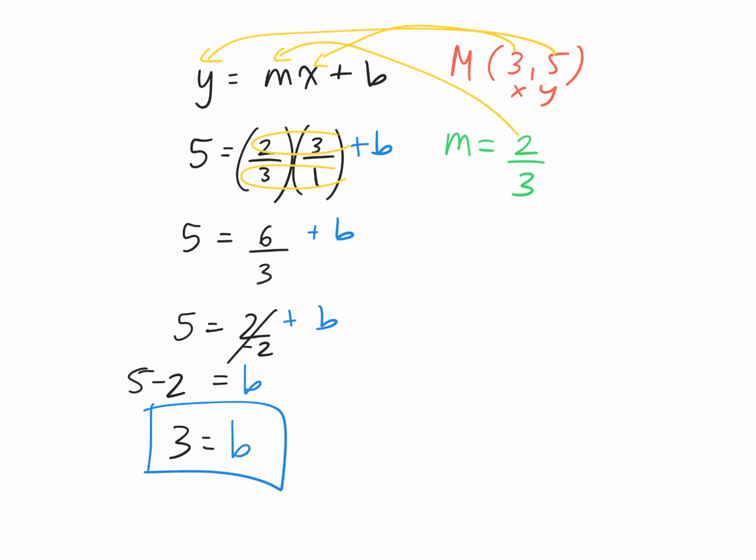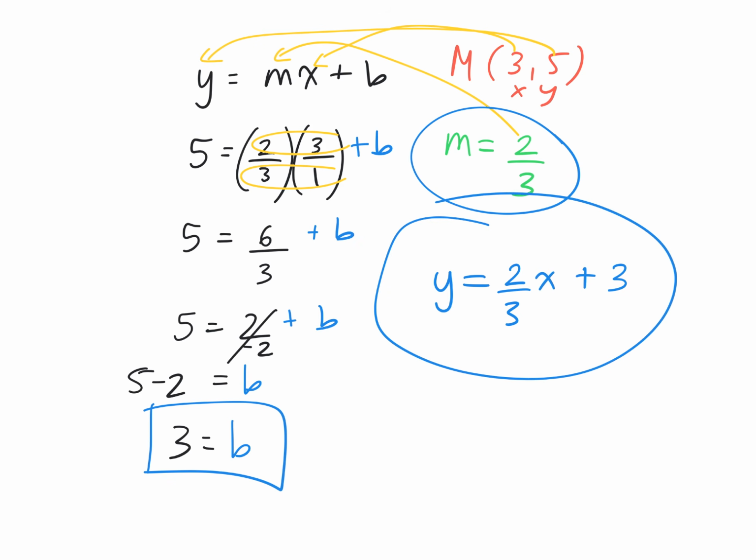That does not answer the question. The question said determine all the possible locations. So all possible locations are located at what? What is the equation of the line? Y equals 2 over 3 X plus 3. So this will determine where all the possible locations would be, anywhere on that line.